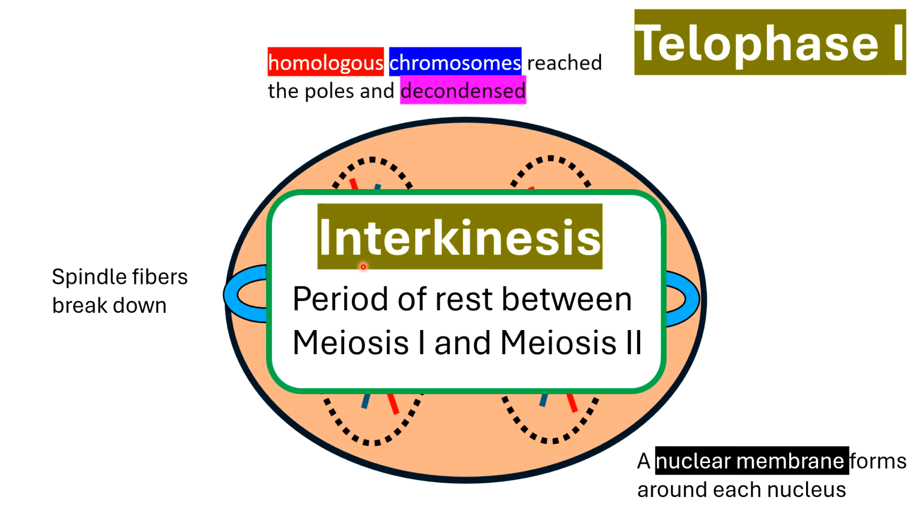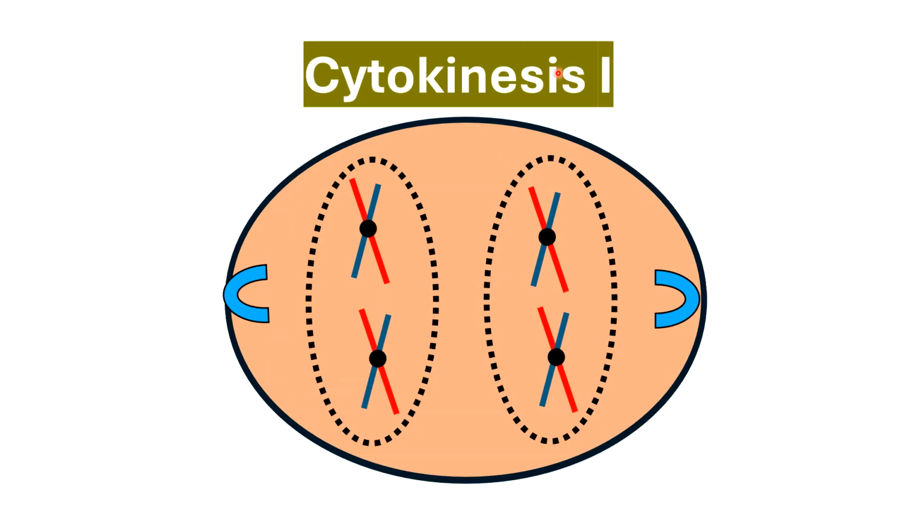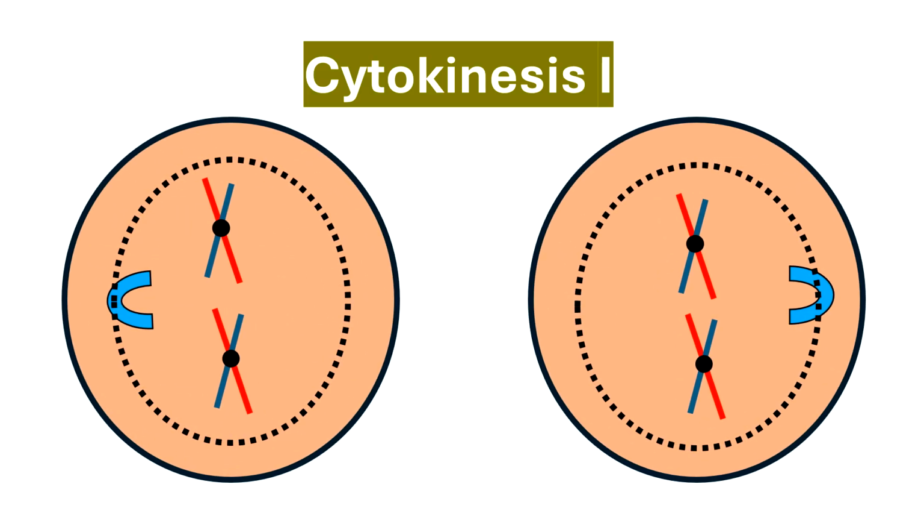But before that, there's interkinesis, which is the period of rest between meiosis 1 and meiosis 2. Moving on to meiosis 2 now, after cytokinesis 1, it's simply the division of these. Okay, so before the cells used to have 4 of these homologous chromosomes, and now the cells have 2. So the number of chromosomes halved, and this is why meiosis is a reduction division.